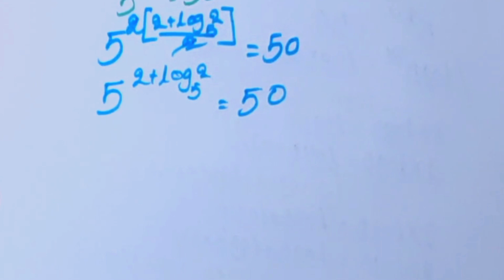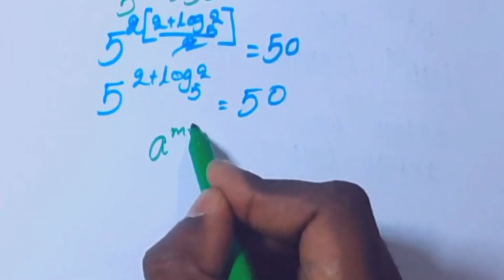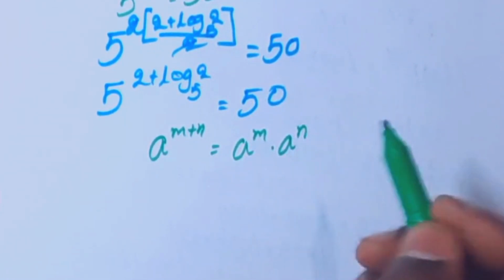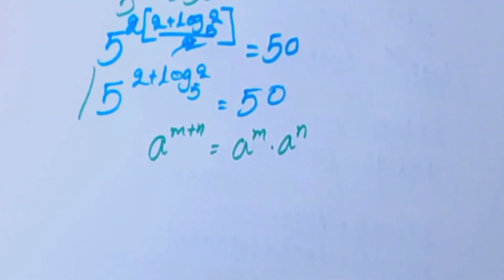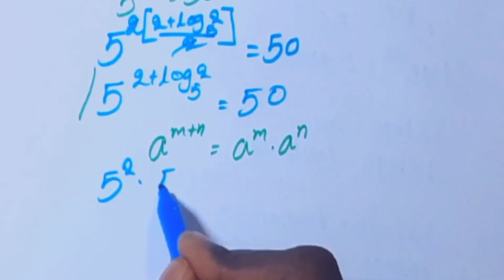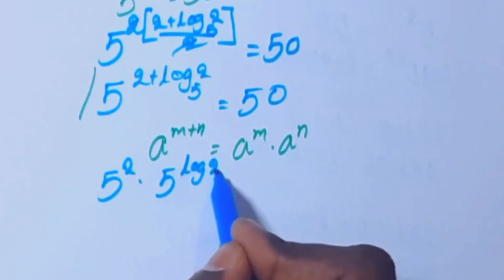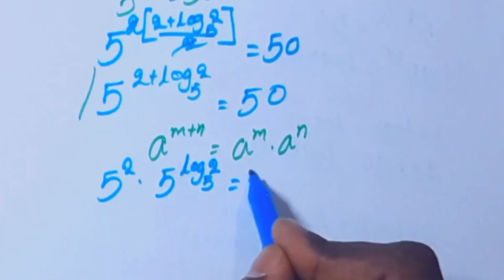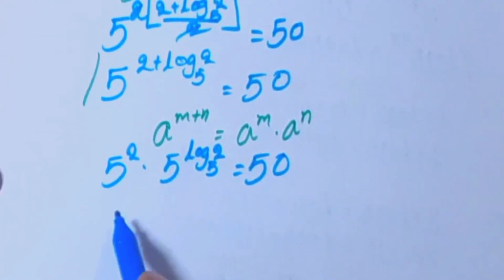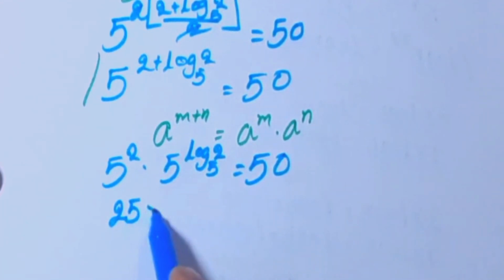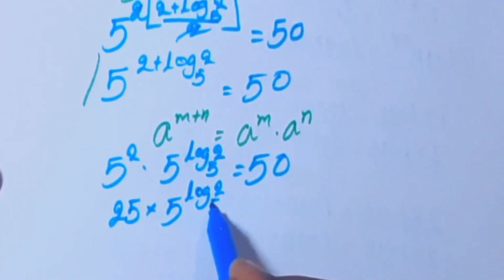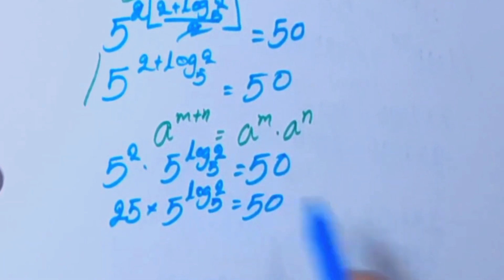Now we know this exponent identity, a power m plus n equal to a power m times a power n. This we are going to apply here. So we'll get 5 power 2 times 5 power log 2 base 5 equal to 50. Now 5 square is 25 times 5 power log 2 base 5 equal to 50.